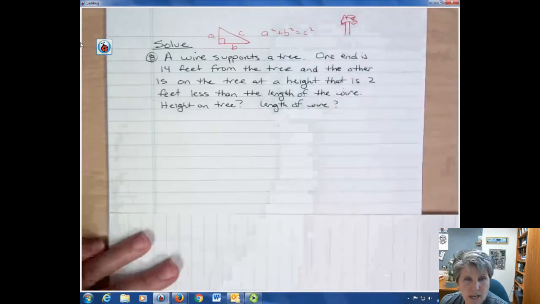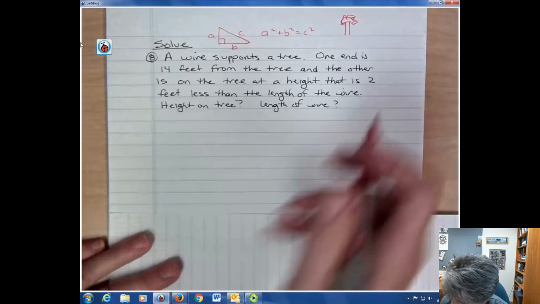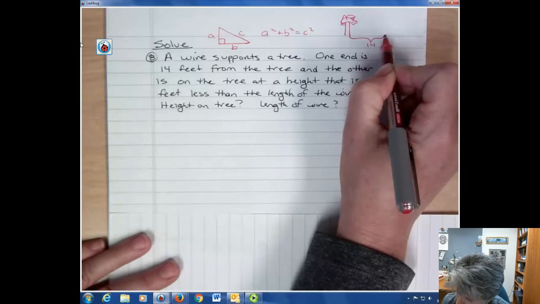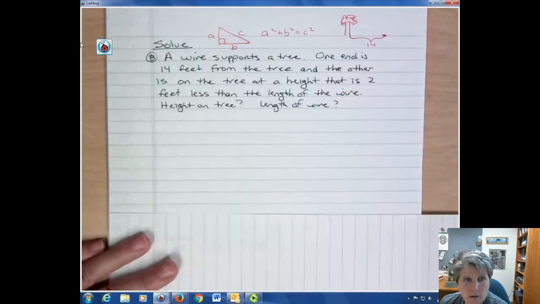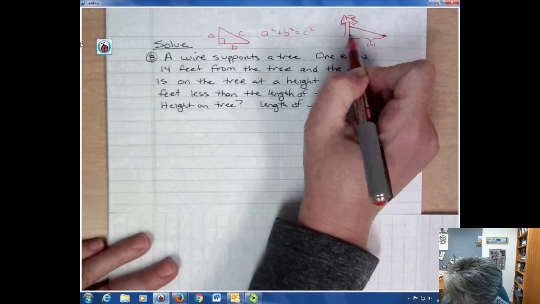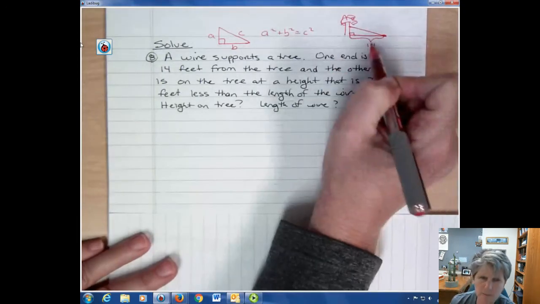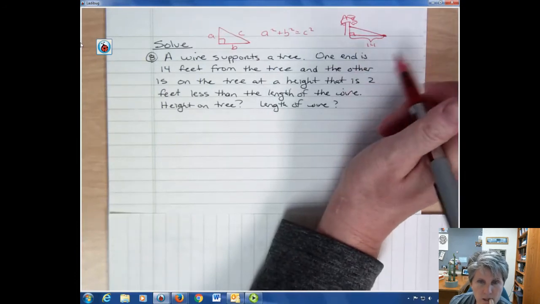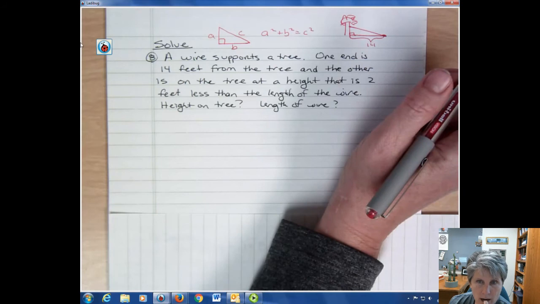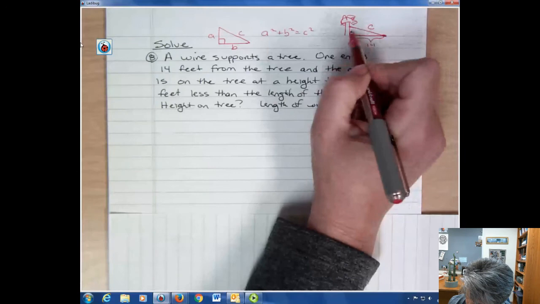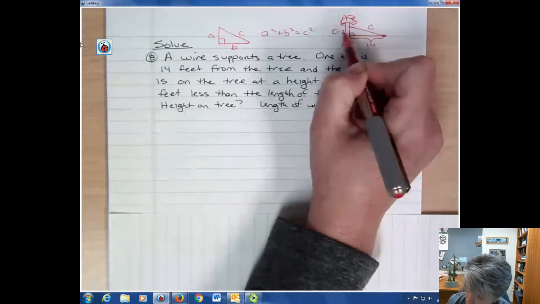One end is 14 feet from the tree. This is 14. There's one end of our wire. And the other is on the tree at a height, so it's on the tree somewhere. This is our wire supporting the tree. That gives us our right triangle. We know 14 for this side. And the wire is on the tree so that it's 2 feet less than the length of the wire. So let's say the wire is c. Then this is 2 feet less than that, or c minus 2.